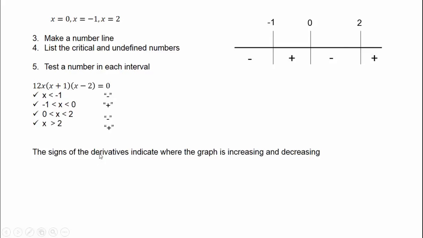Now, the signs of the derivatives indicate where the graph is increasing or decreasing. Negative means that from that interval, from -infinity to -1, that graph is decreasing. From -1 to 0, the graph will be increasing because it's positive. From 0 to 2, the graph will be decreasing because it's negative. And from 2 to infinity, it will be positive because it's increasing.